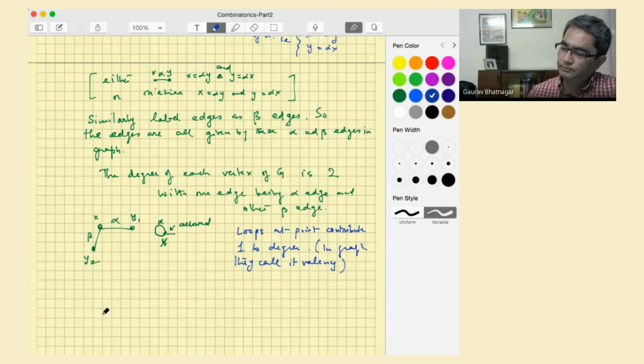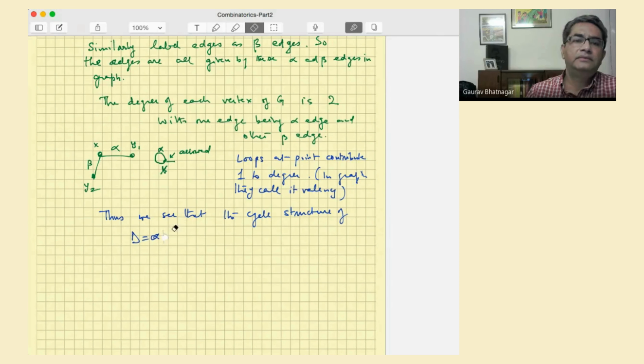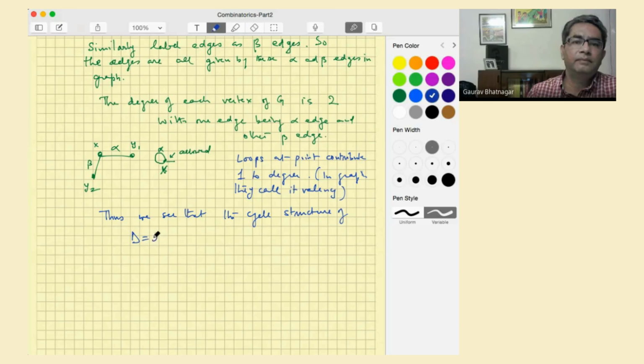So thus we see that the cycle structure of this delta, which is alpha times beta, is given by the connected components of G.